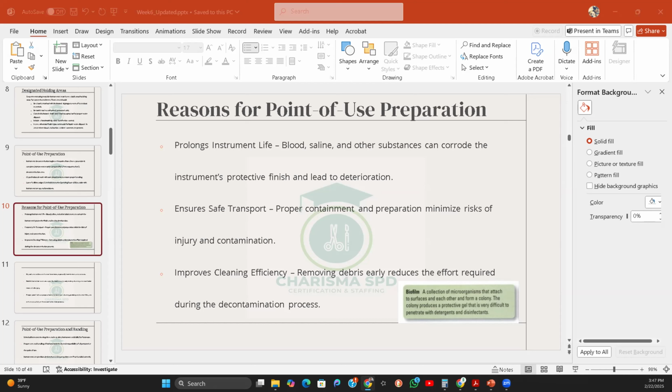Can somebody read the next point? Reasons for point of use preparation. Prolongs instrument life, we took care of that. The next one under that. Ensures safe transport. Proper containment and preparation minimize risks of injury and contamination. Okay, take the next point. Improves cleaning efficiency. Removing debris early reduces the effort required during the decontamination process.